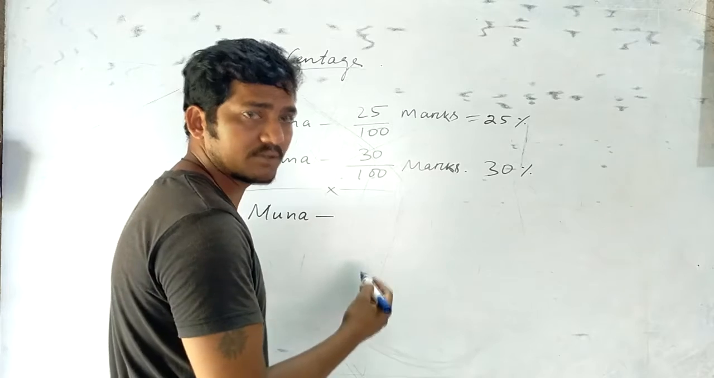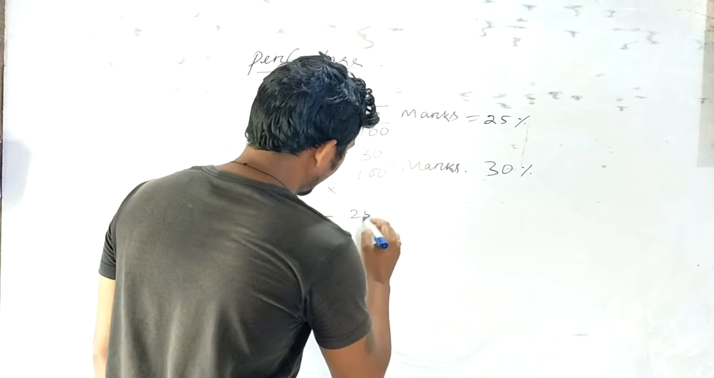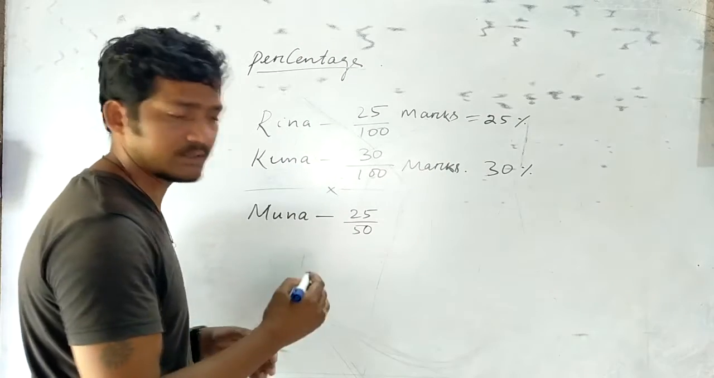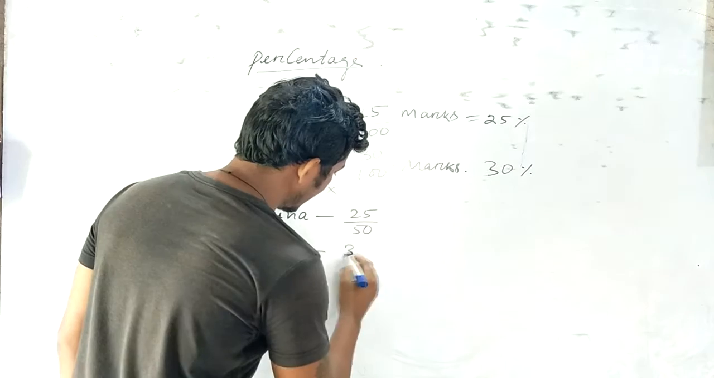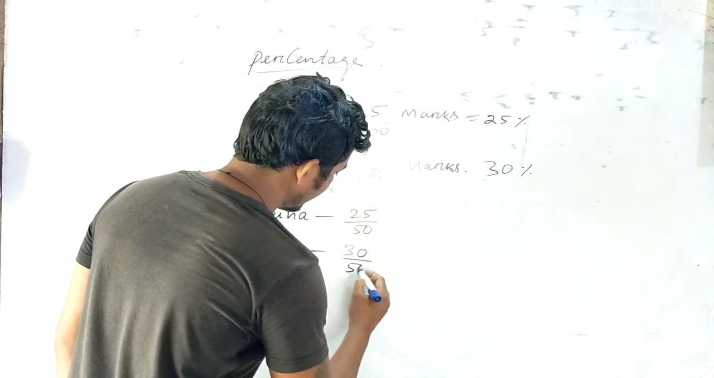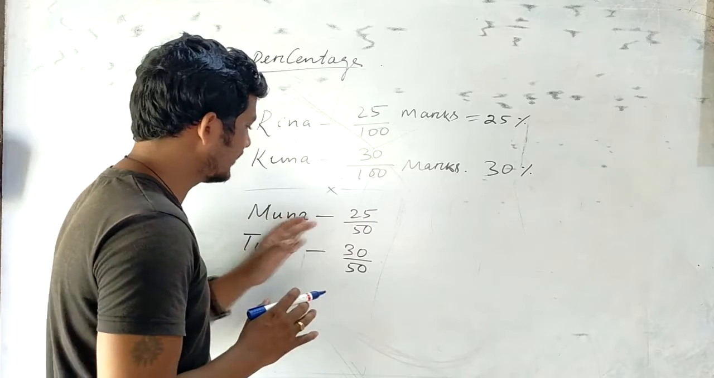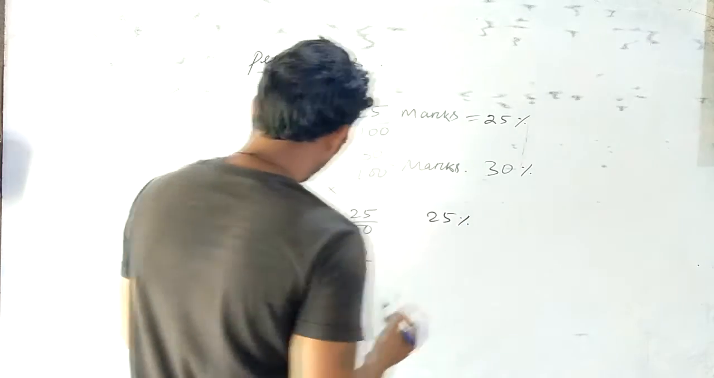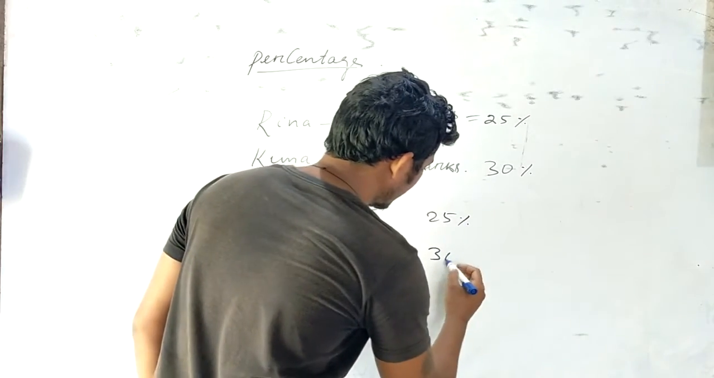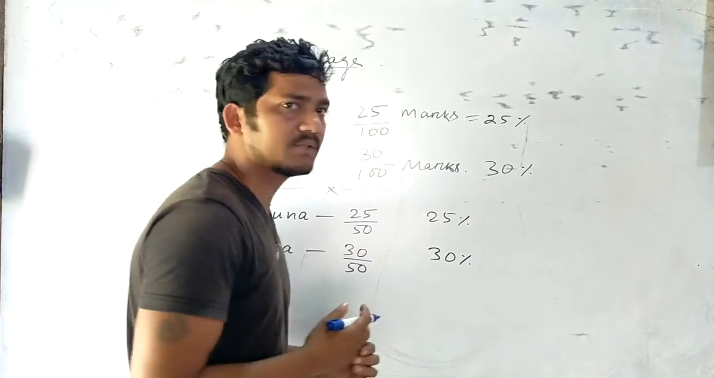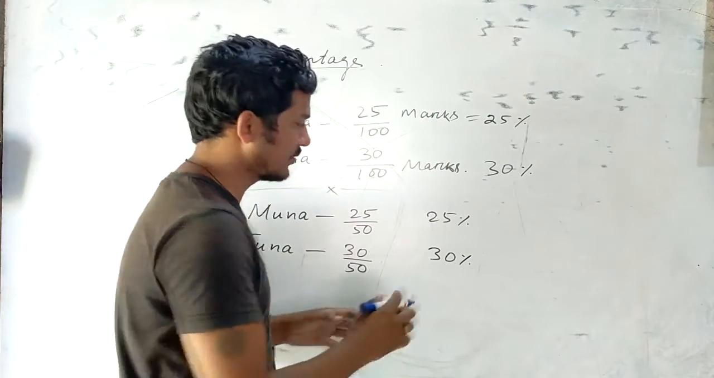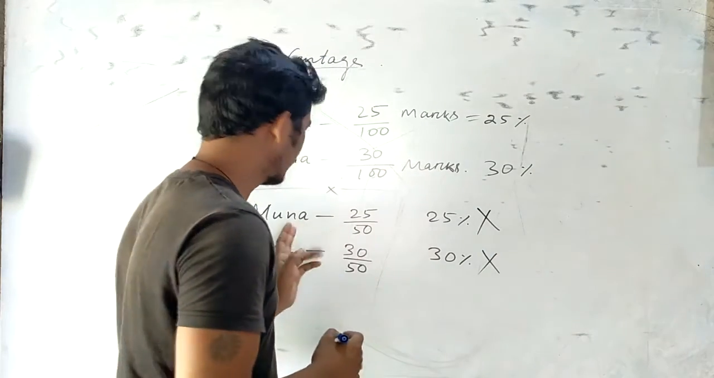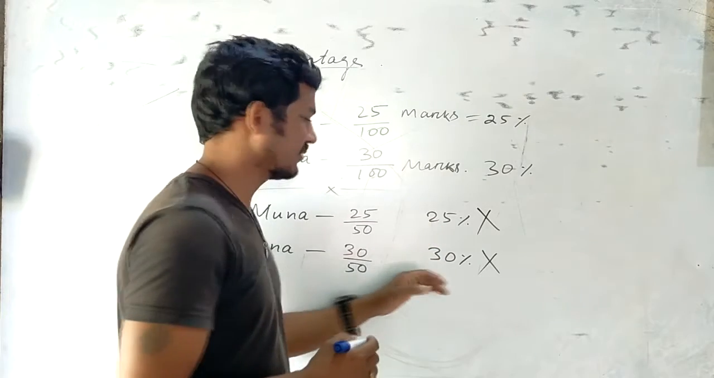Suppose Muna has got 25 marks out of 50, and in the other case Tuna has got 30 out of 50. In this case, can I write here that Muna has got 25% and Tuna has got 30%? Can you tell me? No, absolutely wrong. We cannot write that Muna has got 25% and Tuna has got 30%.